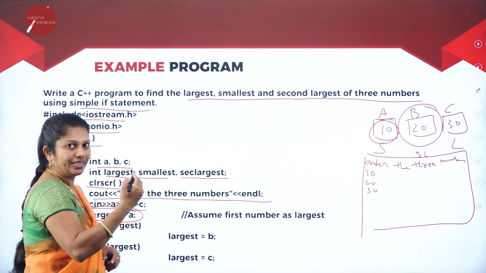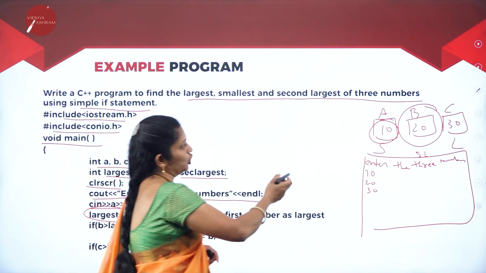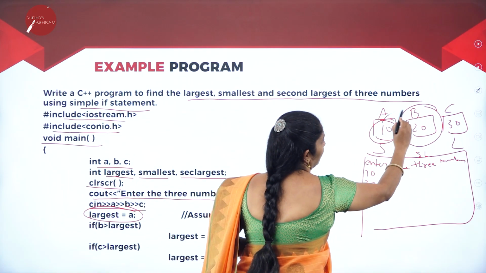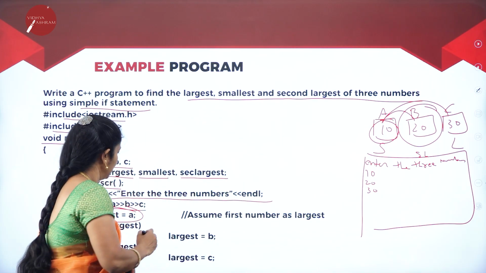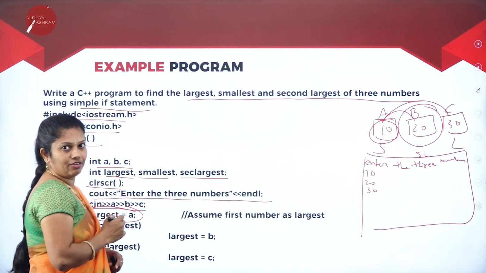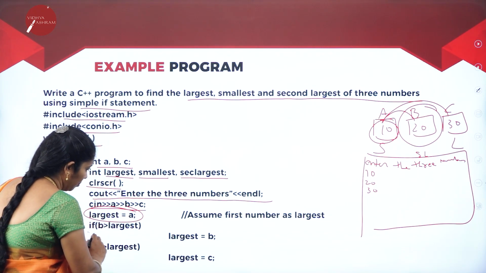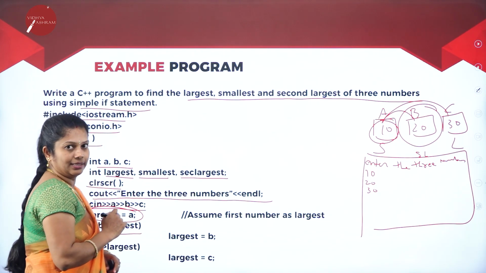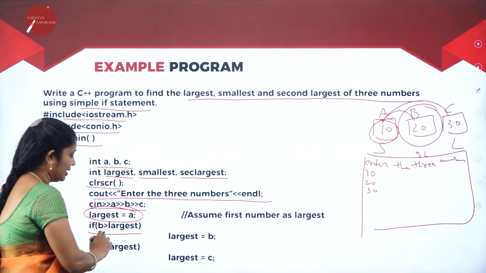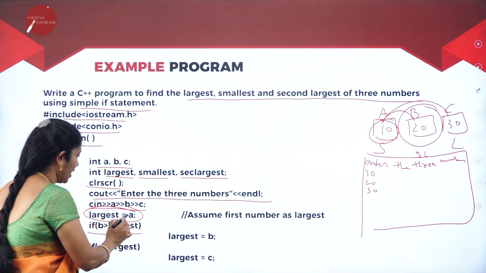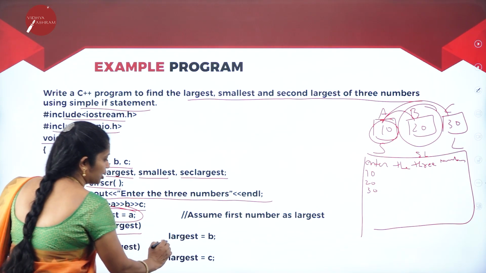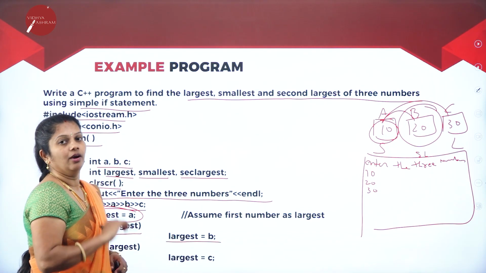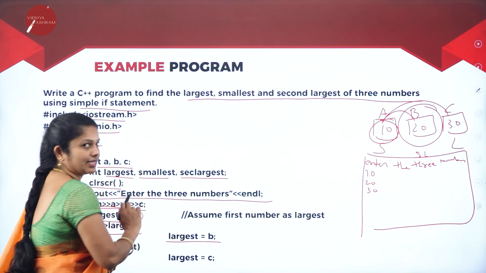Then I will compare with the remaining element. First, I will assume A is the largest. Then I will compare with B as well as C. Then I will find out which is the largest here. That's why largest equals A we assume. Then if B is greater than largest, that is if B is greater than A, because we assume A is the largest, then in that case it will set largest equals B. In that case it will check the largest is B.